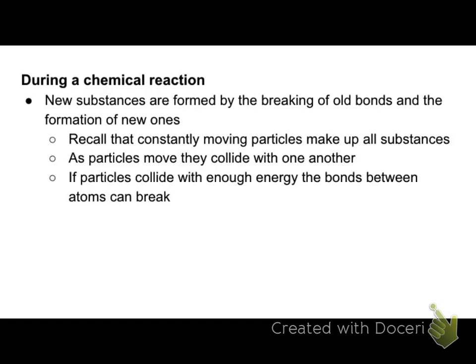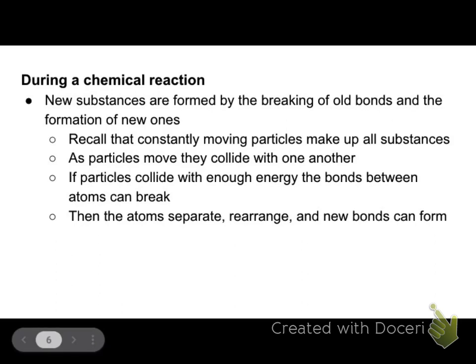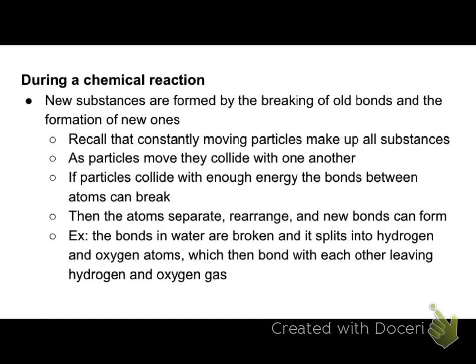to take place. Because if those bonds remain intact, then those atoms are stable, and if they're stable, they're not going to form new substances. They're not going to form new bonds. So you have to break the original bonds. Once you break those bonds, the atoms can separate, they can rearrange, and they can form new bonds with new substances. For example, if you break the bonds in water, then it splits into oxygen atoms and hydrogen atoms. And then those oxygen atoms can form bonds with each other, and the hydrogen atoms can form bonds with each other, and you're left with hydrogen gas and oxygen gas.